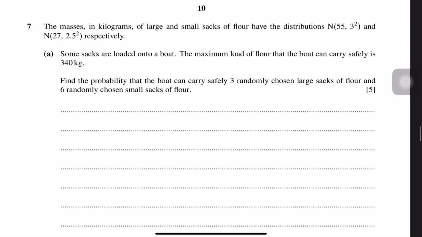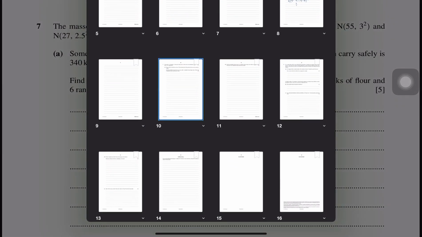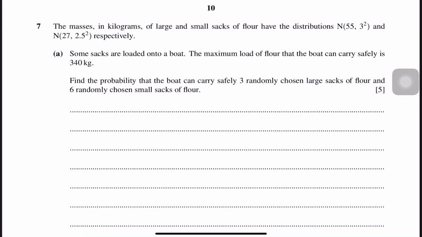Okay, then question number 7. Now 2 questions are left. The masses in kilograms of large and small sacks of flour have normal distributions. Some sacks are loaded into a boat. The maximum load of flour that the boat can carry safely is 340. Find the probability that the boat can carry 3 randomly chosen large sacks of flour and 6 randomly chosen small sacks. So there's a total for the distribution: 3L plus 6S.